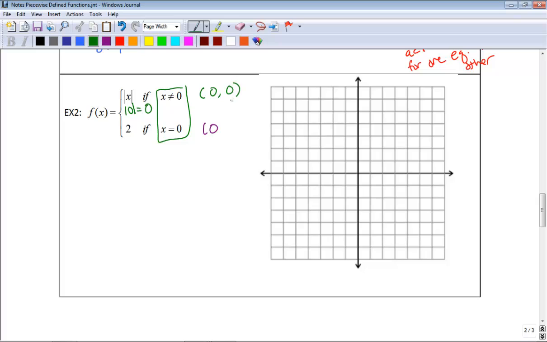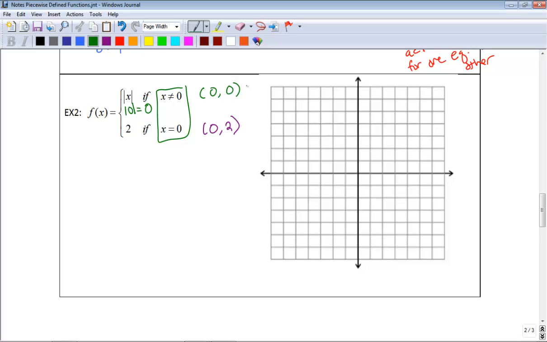Okay, well, what about the bottom one? Well, the bottom one is just a horizontal line, right? There's no x to plug that in. So no matter what x I try to plug into this function, my y value is always going to be 2. So there I have that when x is equal to 0 for my bottom equation, y is equal to 2. Great.